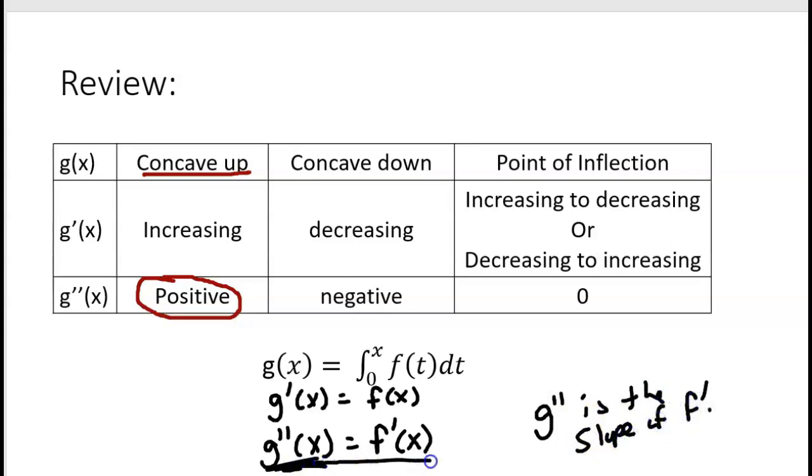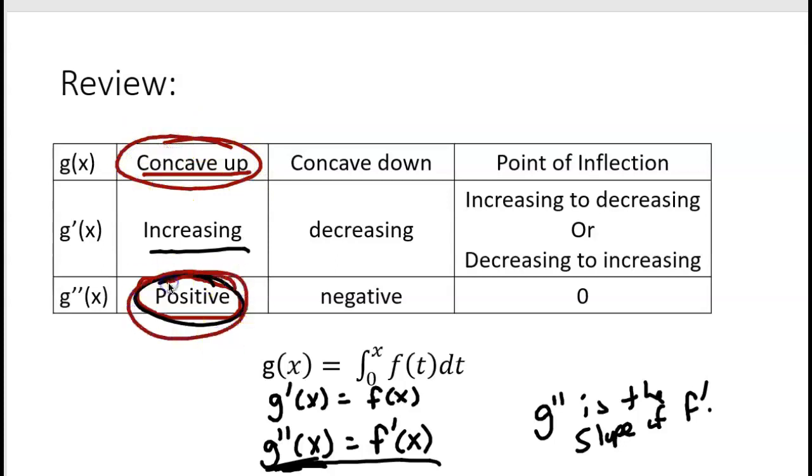Okay, g double prime is the derivative of f prime, which means that g double prime is the slope of f prime. So when g double prime is positive, that means that g prime is increasing. So let's go through that logic again one more time. G is concave up when its second derivative is positive. Since the second derivative is the slope of the first derivative, if the second derivative is positive, that means the first derivative is increasing. Okay?